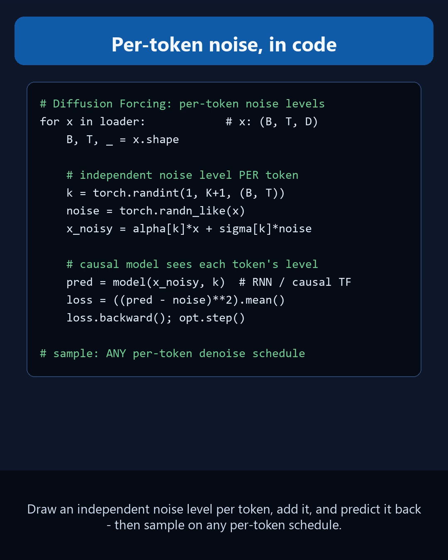In code, the change is tiny. For each sequence you draw an independent noise level per token, add that noise, and ask a causal model to predict it back, a standard denoising loss over every position. At sampling time you are free to pick any per token denoising schedule. That one extra degree of freedom is the whole trick behind diffusion forcing.